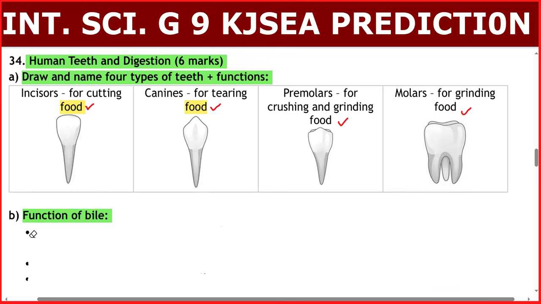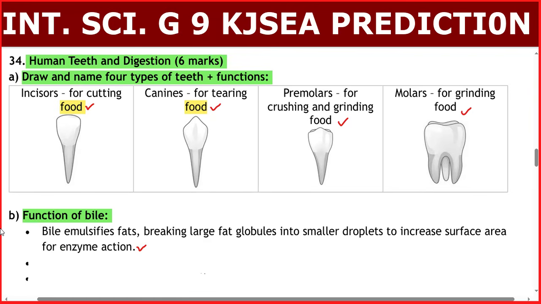Functions of bile. Do you remember bile, which is produced in the liver but stored in the gallbladder? All right. So bile emulsifies, breaking the large fat globules. Then we can also say, this is the second point here. It is produced by the liver, as we have said. It's produced by the liver and stored in the gallbladder.